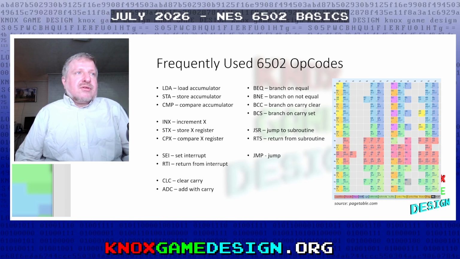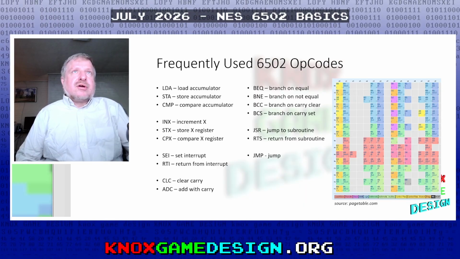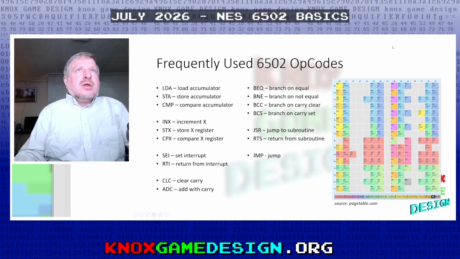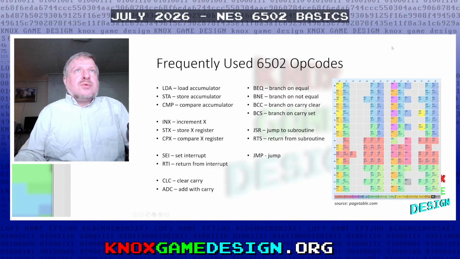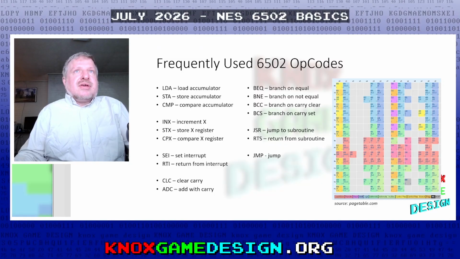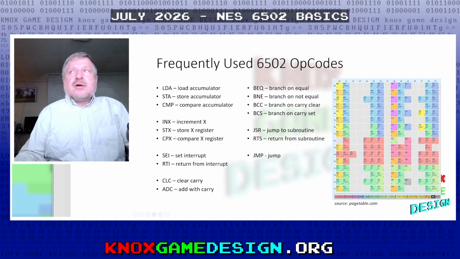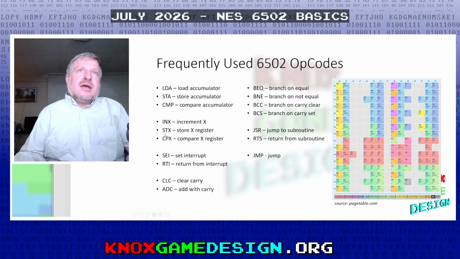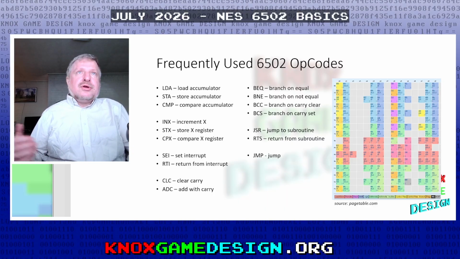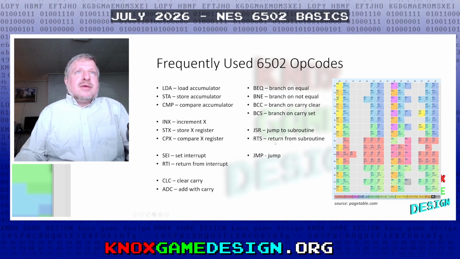We have CLC for clear carry, which is commonly used with ADC, which is add with carry. Here are those branch statements I was talking about. BEQ, branch on equal. BNE is branch on not equal. BCC is branch on carry clear. And BCS is branch on carry set. So you'll commonly see these used with these compare commands, and it's kind of like if you want to do an if in a programming language, or a loop, a while loop, or any type of loop. That's basically what you'll be using these for.